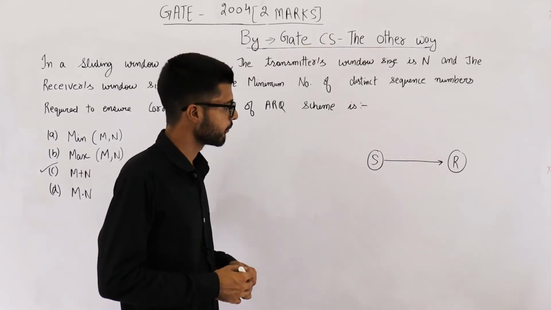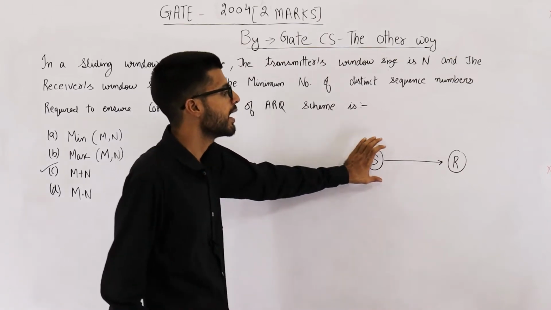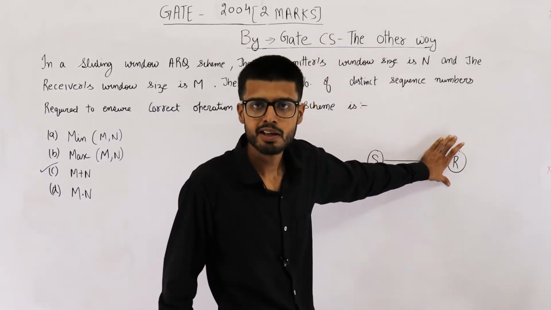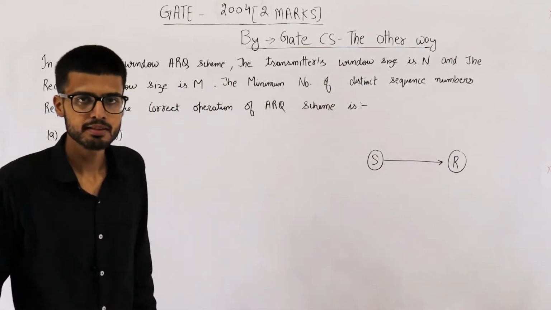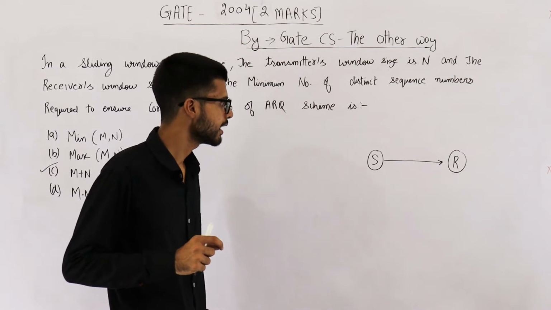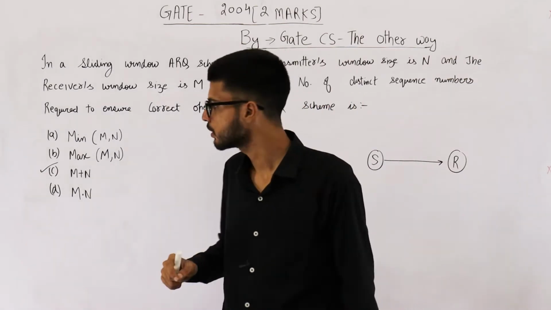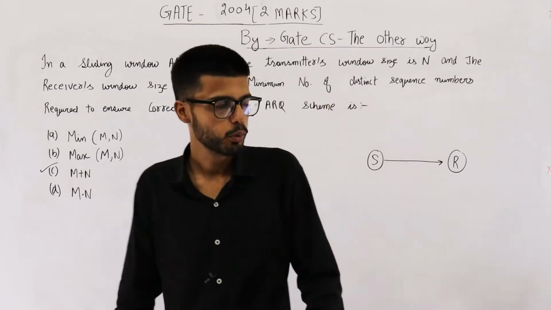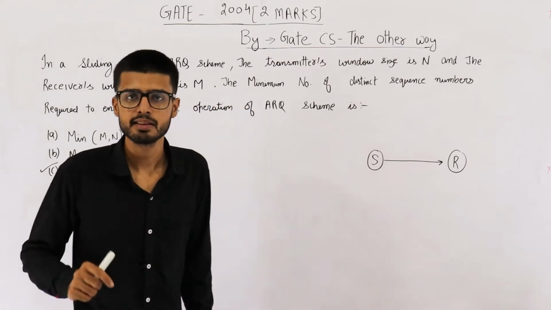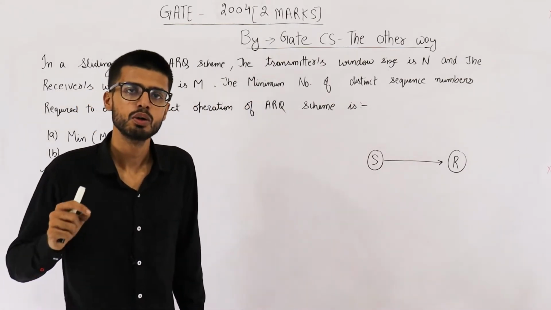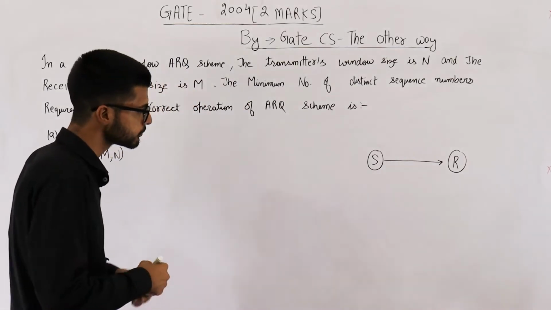In such a scheme, if window size of sender is 5, suppose window size of receiver is 1, you are going to require minimum of 6 sequence numbers. That is window size of sender plus window size of receiver. So answer to this question is m plus n. Suppose here the window size is 100, here also window size is 100. In such a case, you will require minimum of 200 sequence numbers. Let us see the reason for this.